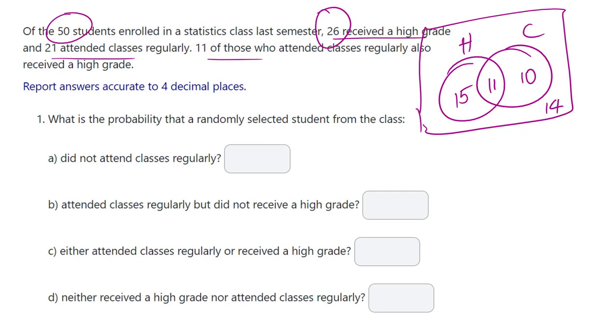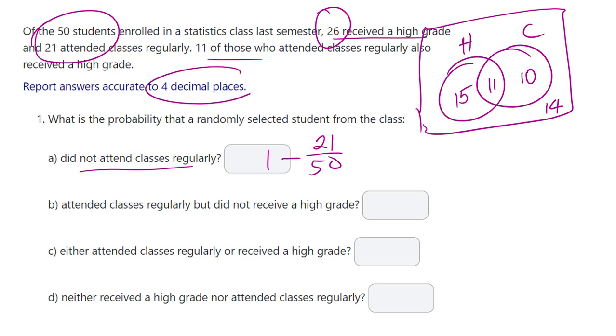So the first question asks, what's the probability that a student did not attend class regularly? Now, the probability that a student attended class regularly will be 21, so we have 21 that attended class regularly here, 21 over 50. And the probability that the student did not will be 1 minus that. And we're required to provide this to 4 decimal places.